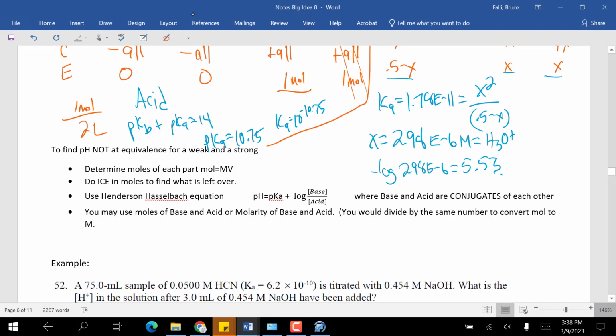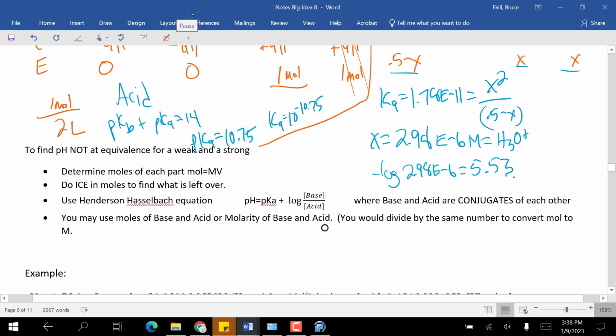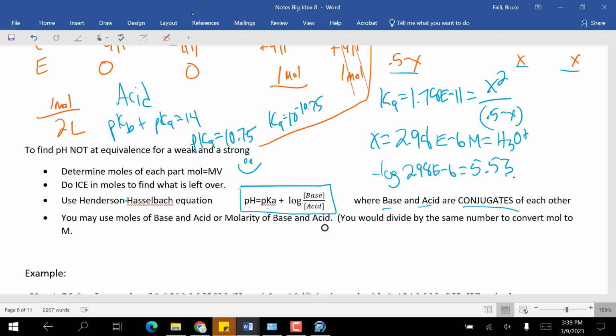So find pH not at equivalence for a weak and a strong. So if we're not at equivalence, this one is actually easier. These are my favorites, okay? Determine the moles of each part, moles equals MV. Do ICE in moles to find out what's left over, and then use this equation. This is the only equation that you want in your SOL that is not on the equation sheet. It's called the Henderson-Hasselbalch equation. pH equals pKa plus log base over acid, where the base and acid are conjugates of each other.